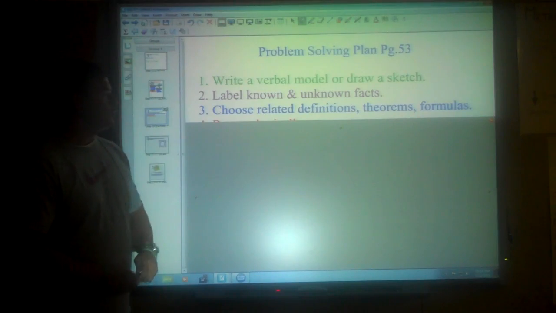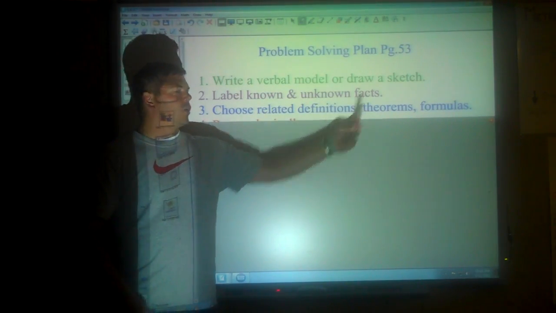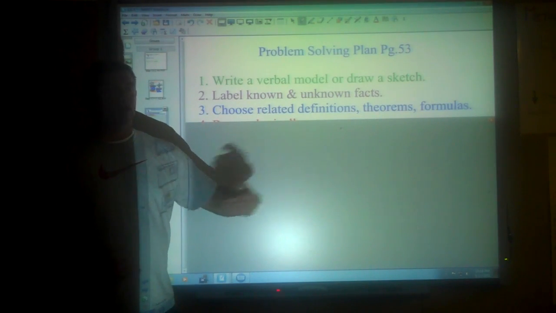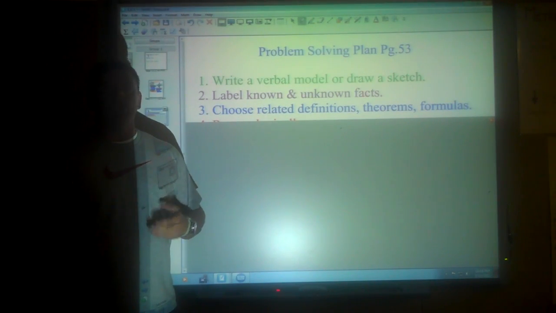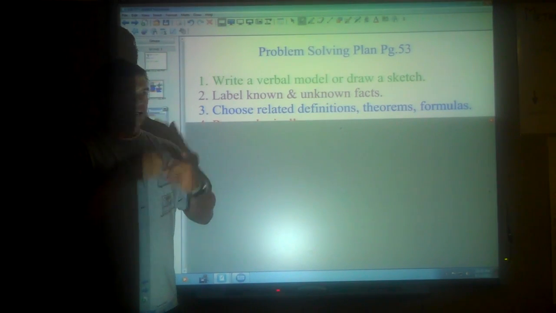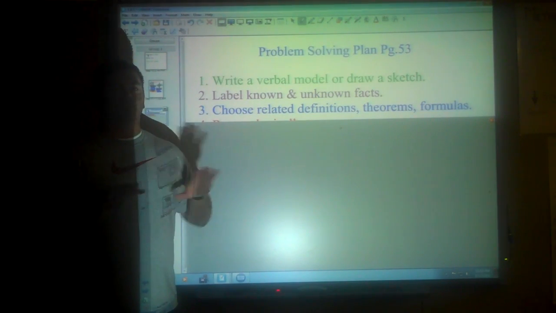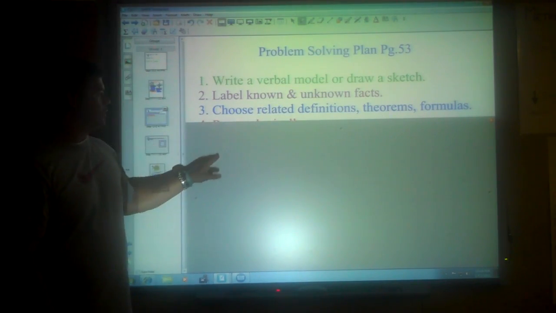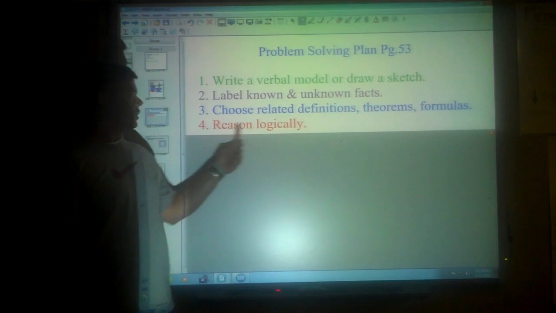Step 3. Choose any related definitions, theorems, or formulas. If you're dealing with a volume problem, try to find the proper volume formula. If you're dealing with an area problem, try to find the proper area formula. If it's a shape that you know, if it's anything that has to do with any properties, you can use those to determine what you want to have as far as your answer. Step number 4, reason logically.